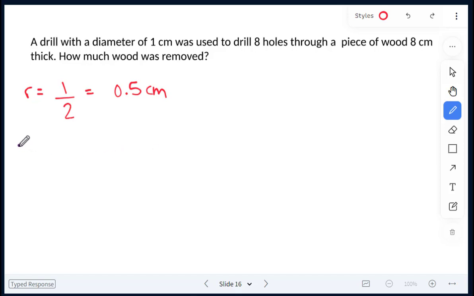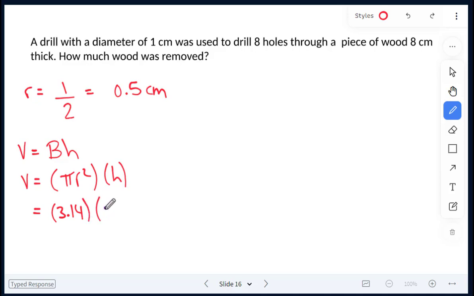So let's go ahead and calculate volume. Area of the base multiplied by height. So pi r squared times the height. So 3.14 times the radius, 0.5, that is squared, times the height, which is 8 centimeters. So that gives me the volume of 6.28 centimeters cubed.